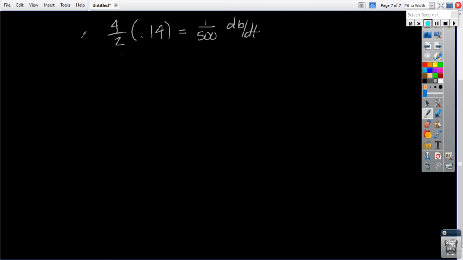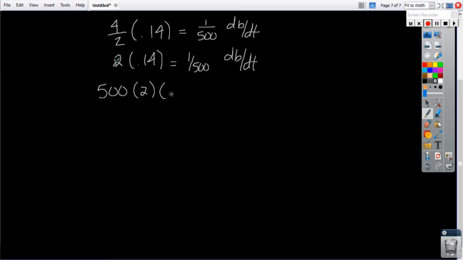So this is 2 times 0.14 equals 1 over 500 dB dt. And of course, this is an easy solve for you guys now. Multiply both sides by 500. 2 times 0.14 will give me my dB dt. If you put that in your calculator, this is 1,000 times 0.14, which would be 140.